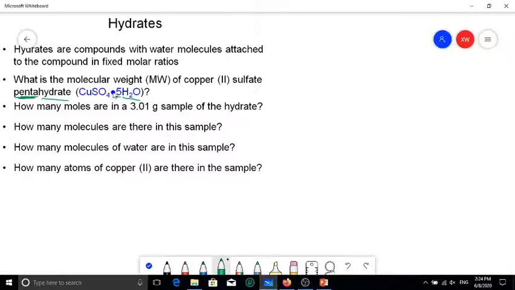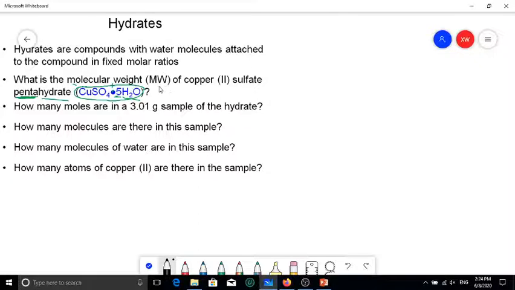Now the biggest thing here is this dot. What does this mean? In the calculation you can think of this as a plus, not multiplication. So when you calculate the molecular weight of this whole thing, you can treat this entire molecule as one molecule. The molecular weight should be adding up the molecular weight of copper(II) sulfate and the 5 water molecules. So let's take a look at this.